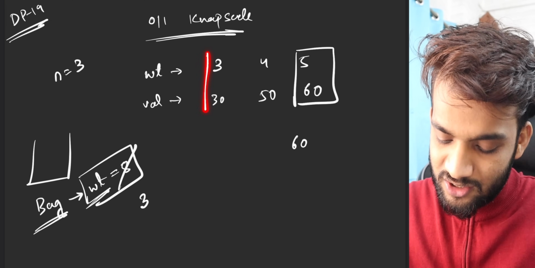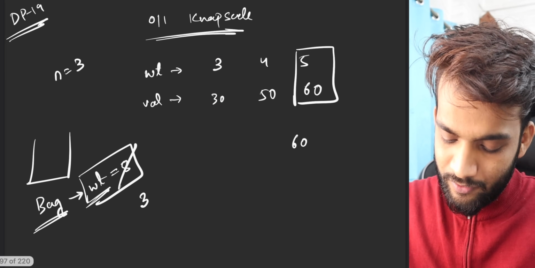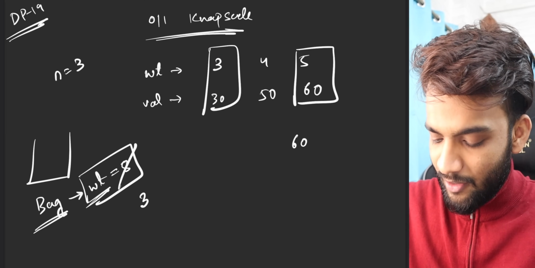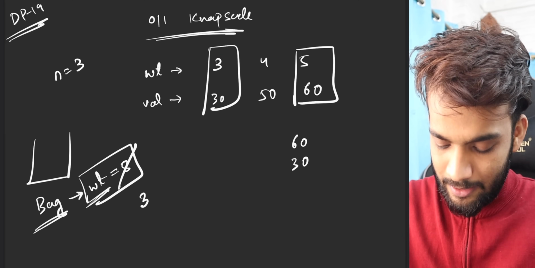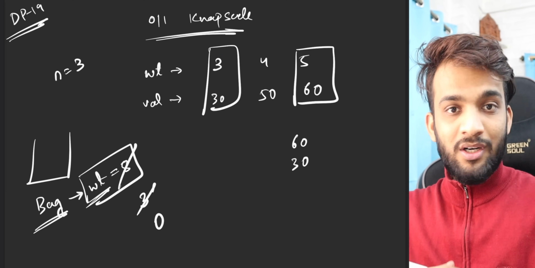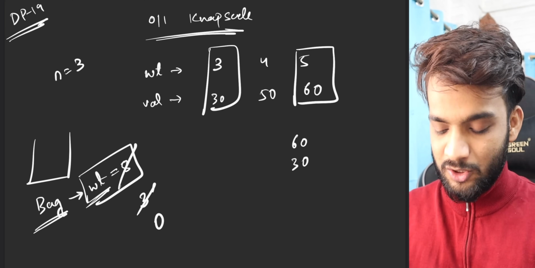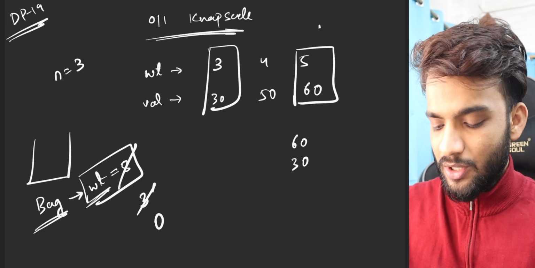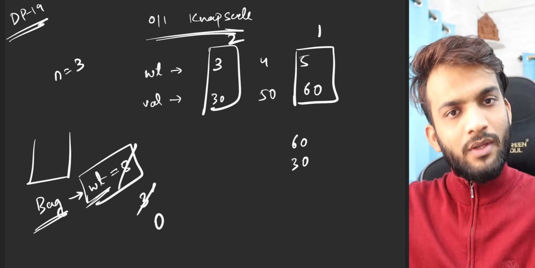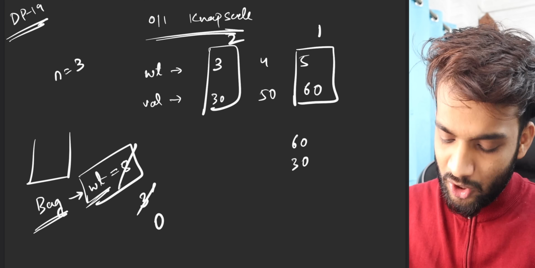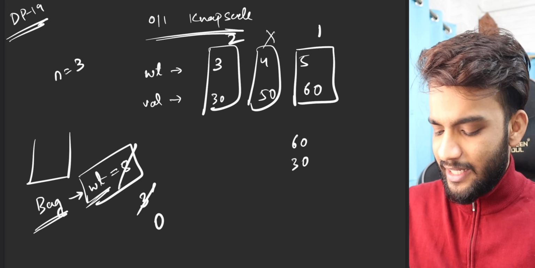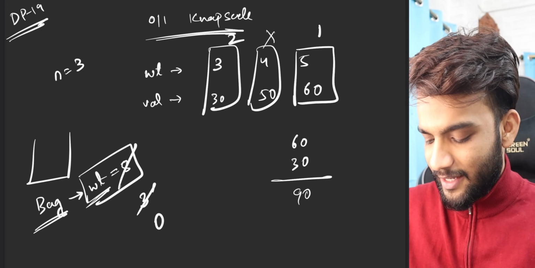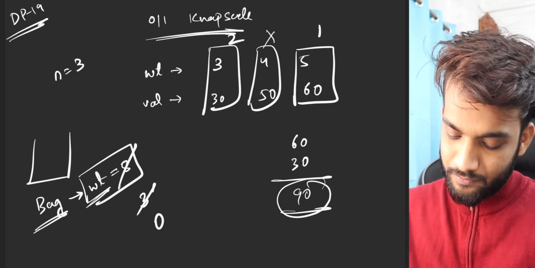Next, he will be like, let's steal this. So we will steal this, and we will have another value of 30. This time, the remaining weight will reduce to 0. Now the thief cannot steal any further things because his bag has got full. So he cannot steal this item. And in stealing both of these items, he manages to have a total value of 90.